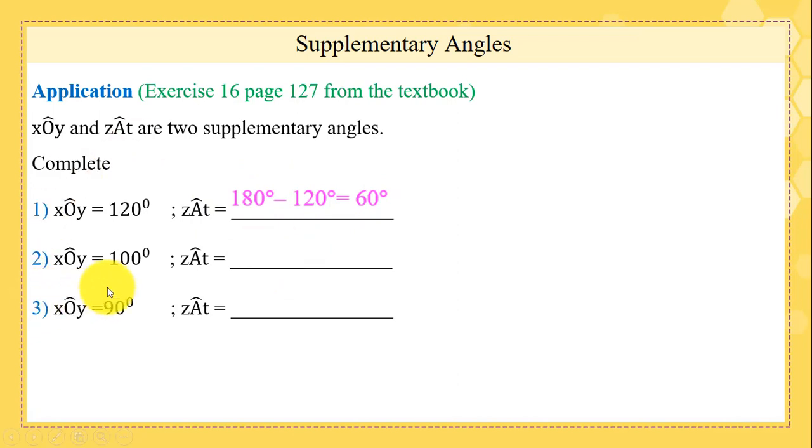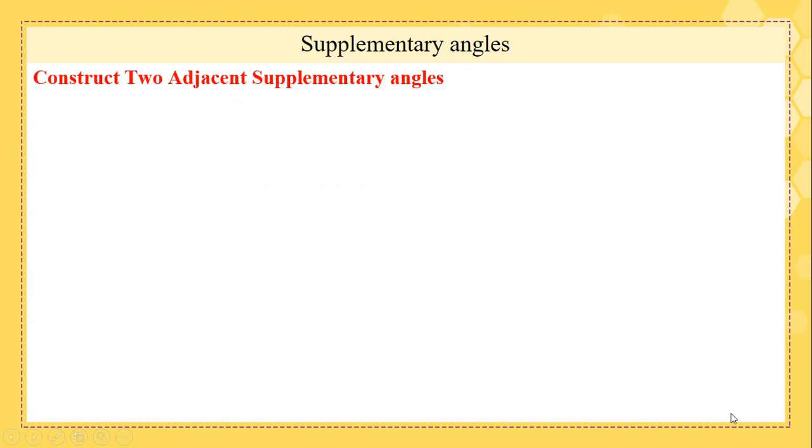Part 2. XOY equal 100 degrees. So ZAT will be equal to 180 minus 100, which is equal to 80 degrees. And when XOY is 90 degrees, then ZAT will be 180 minus 90 equal 90 degrees.